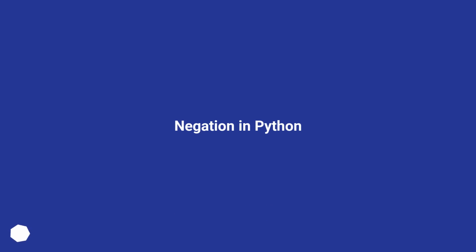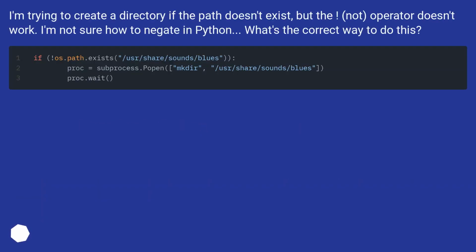Negation in Python. I'm trying to create a directory if the path doesn't exist, but that not operator doesn't work. I'm not sure how to negate in Python. What's the correct way to do this?